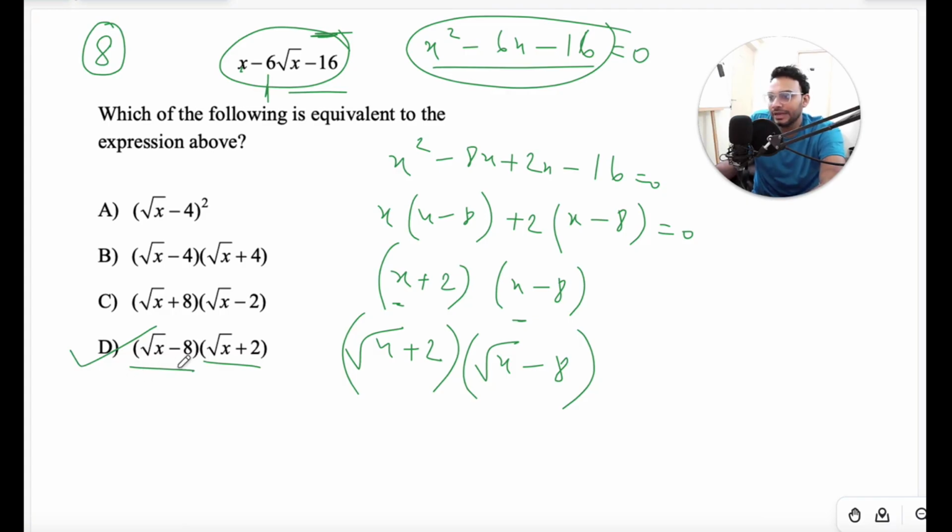If you want to quickly check it, you can do that. Root x times root x is an x, plus 2 root x, minus 8 root x, minus 16.